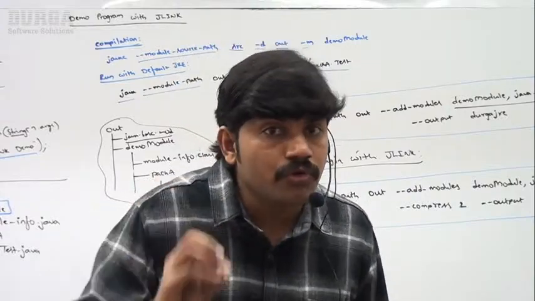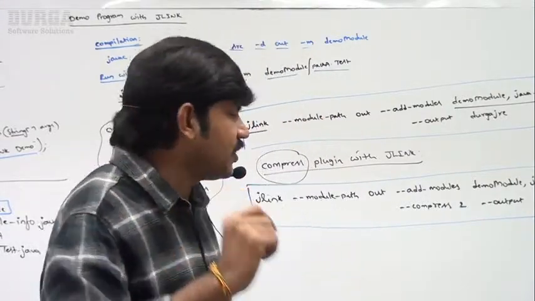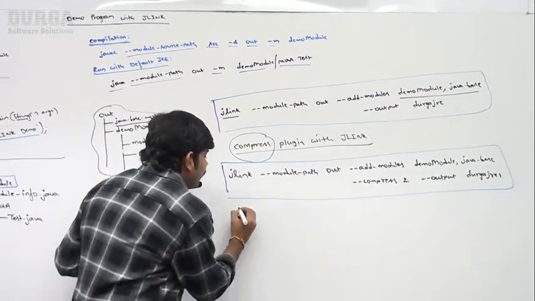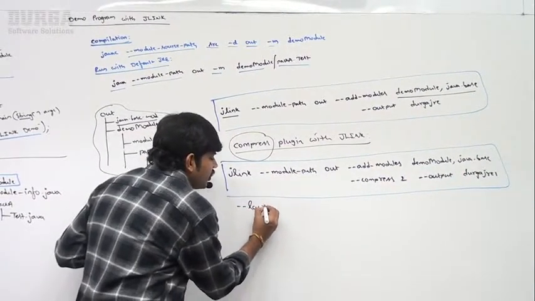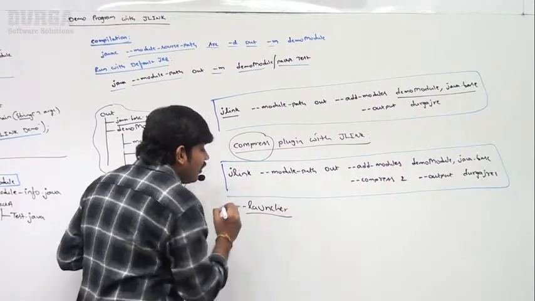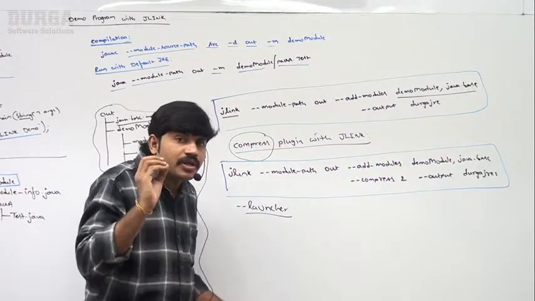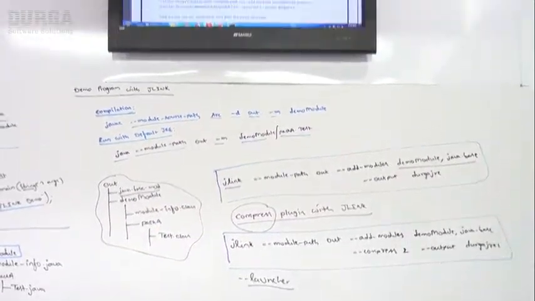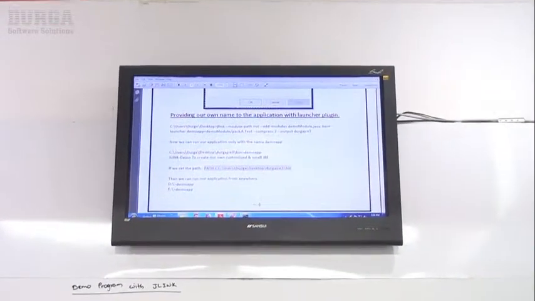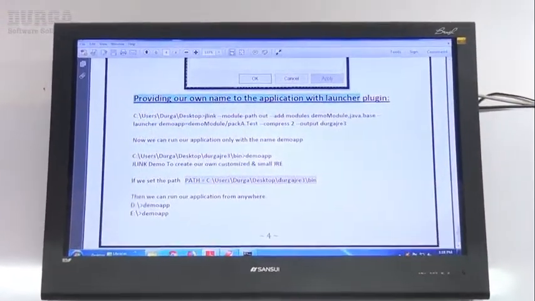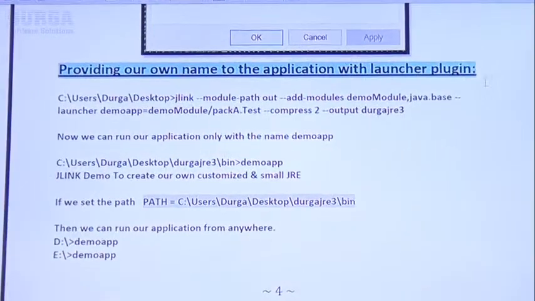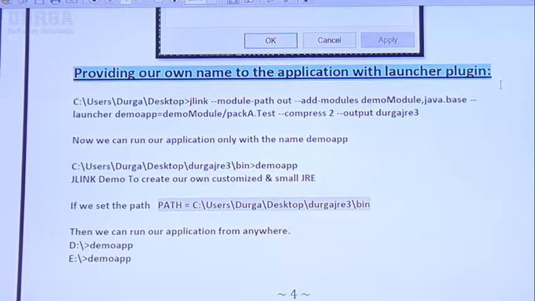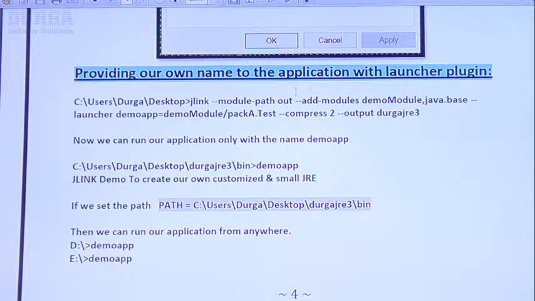Sir, how to use that launcher option? What is that option name? It is --launcher. Are you getting? --launcher. How you can use that part, I will discuss. Observe that: providing our own name to the application with the launcher plugin.